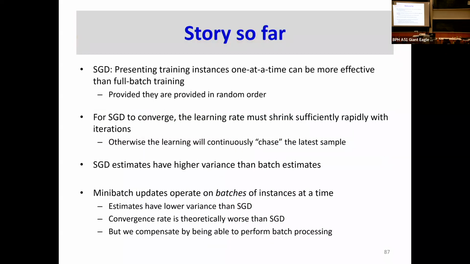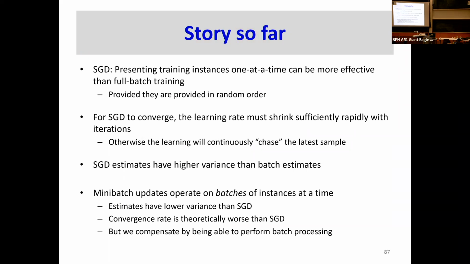Thank you, guys. So the story so far: in SGD, you present training instances one at a time. This can be more effective than full batch training in some cases, provided the data are presented in random order. But for it to converge, the learning rate must shrink rapidly with iterations. SGD estimates can have much greater variance than batch estimates. And mini batch updates, which operate on small batches of inputs, will have lower variance than SGD.